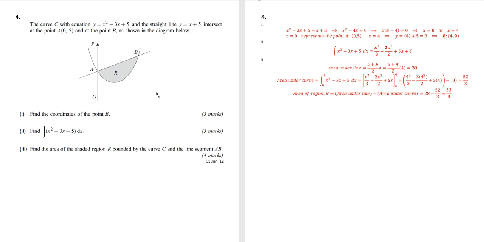and the line cross. The second part asks you for an indefinite integral. In other words, we haven't given you any limits, there's no numbers to put in, you should get something plus c.